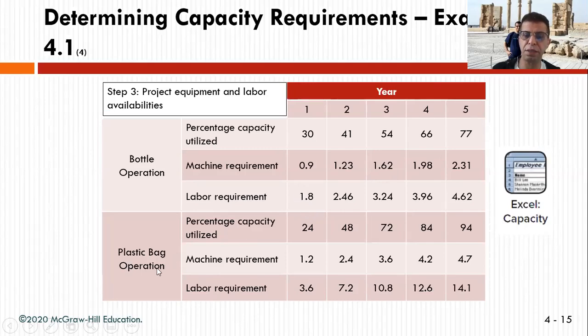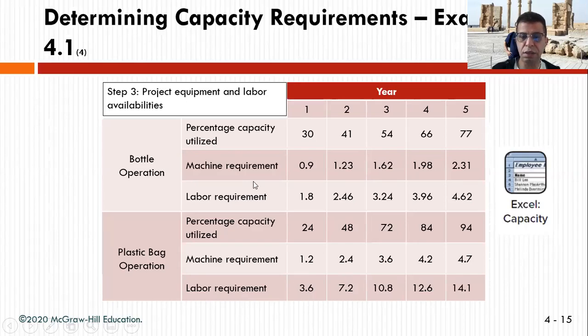And then for the plastic bag, the percentage we are utilizing in the first year is 24%, and the machine requirement is 1.2. We cannot run 1.2 machines, so you add 0.9 and 1.2, which becomes 2.1. Still, you have to operate at least 3, and the labor requirement is 3.6, which is 4.